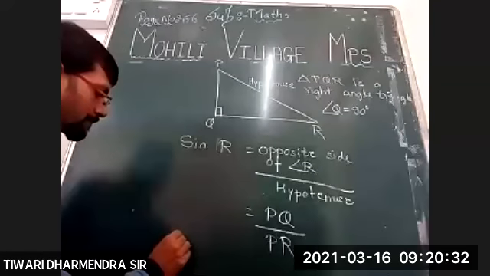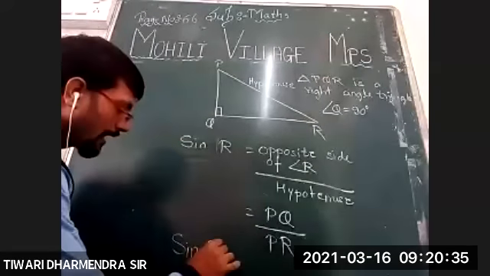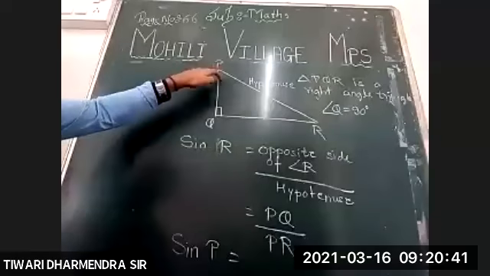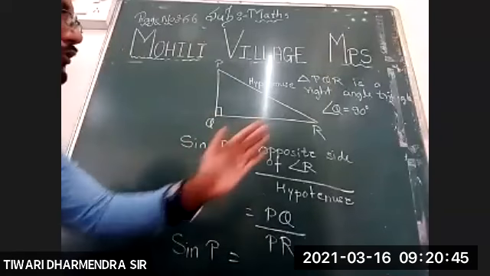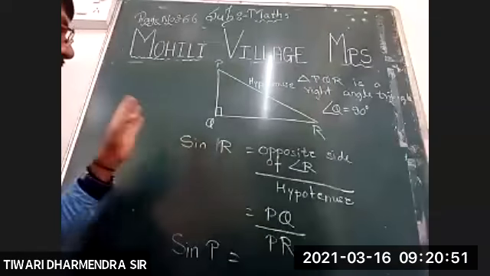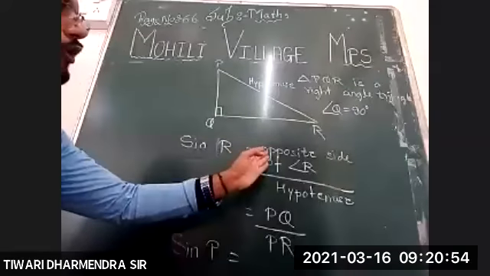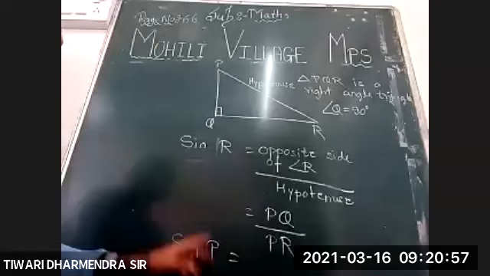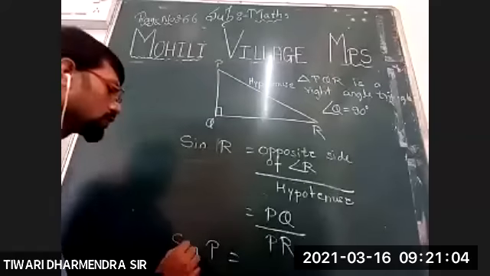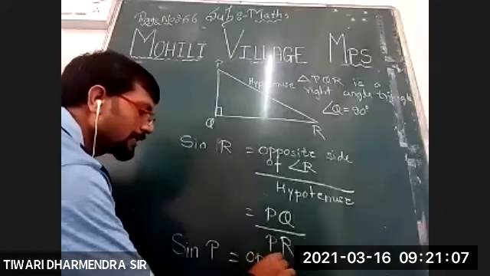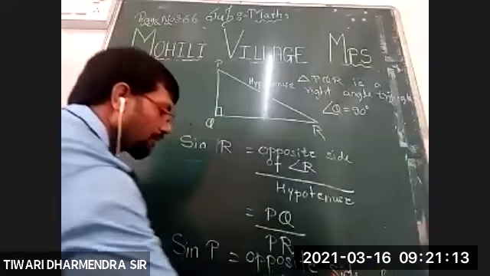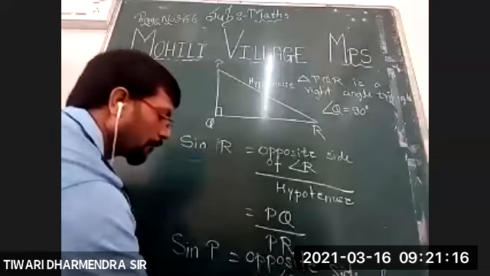Similarly, if I ask you to please find sine of angle P, what will be your answer? Here is P. What is the formula for sine? It is the opposite side upon hypotenuse. Opposite of what? Opposite of the angle that you are taking. I was taking angle R earlier, so I was dealing with the opposite side of angle R. Here I'm dealing with angle P. So the opposite side to angle P is QR. So sin P is equal to the opposite side of angle P upon hypotenuse.